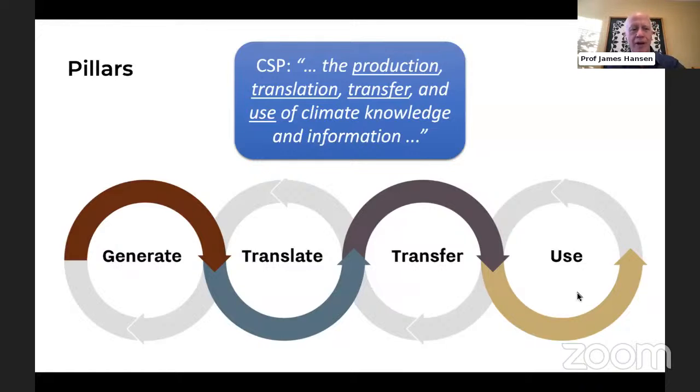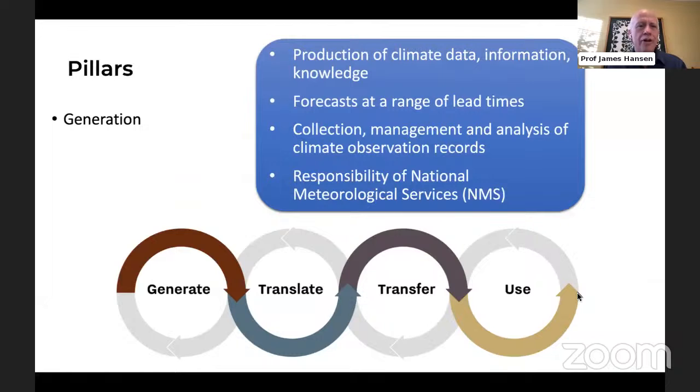So this diagram is something that my institution, the International Research Institute for Climate and Society, often uses when it describes climate services. So, generation of climate information. This involves the production of climate data, converting data into information and knowledge. So data, that's measurements, numbers, how much rainfall was there on a particular day. Information is expressing often summaries of data or forecasts based on data.